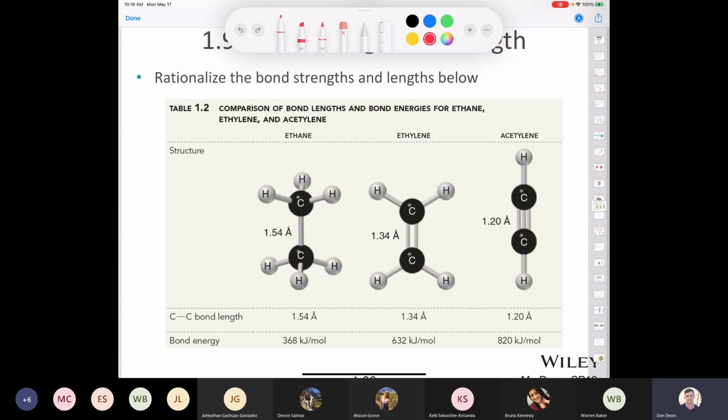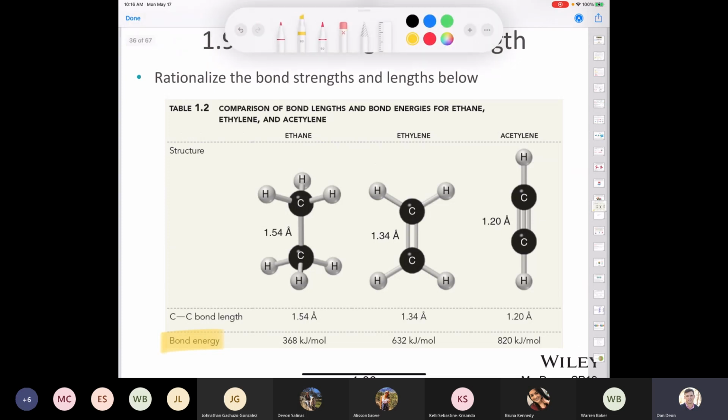Now, bond energy, I think, is even more intuitive. You think about it, the more orbital overlap that you have, the stronger the bonds get, right? And so as you go from that single to a double to a triple, the bonds get stronger and stronger and stronger just because you have more orbitals overlapping, and therefore they get stronger. So again, you've got to know the trends here.